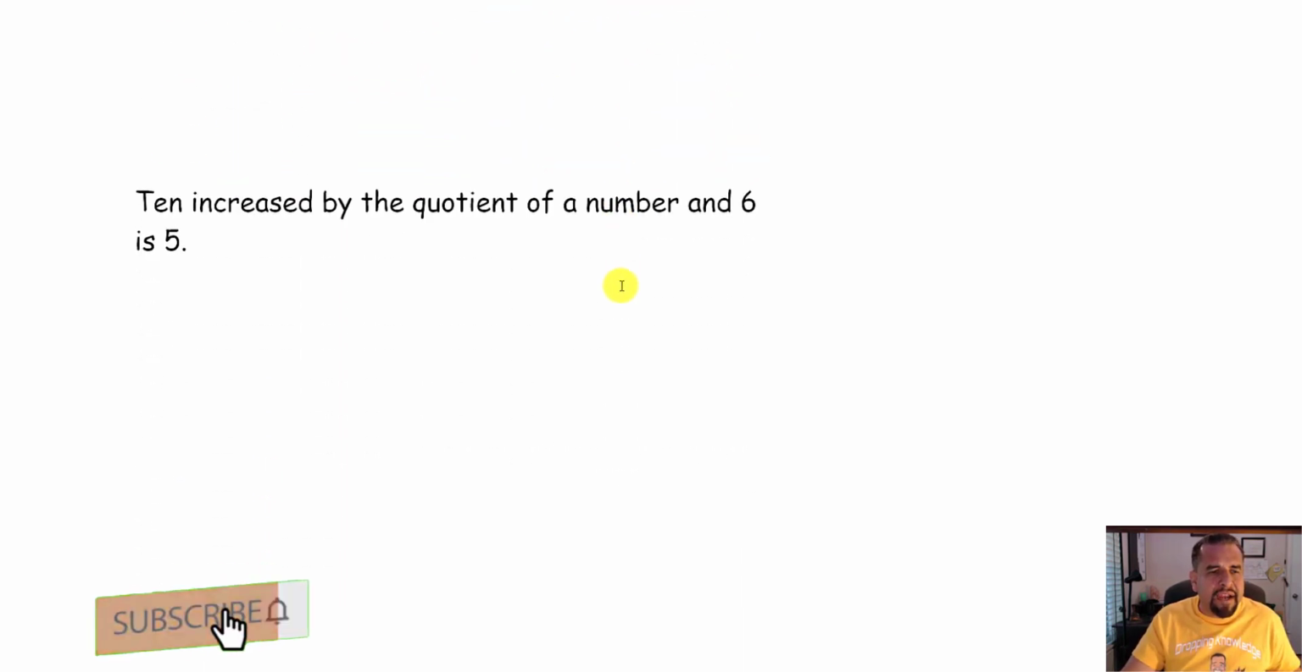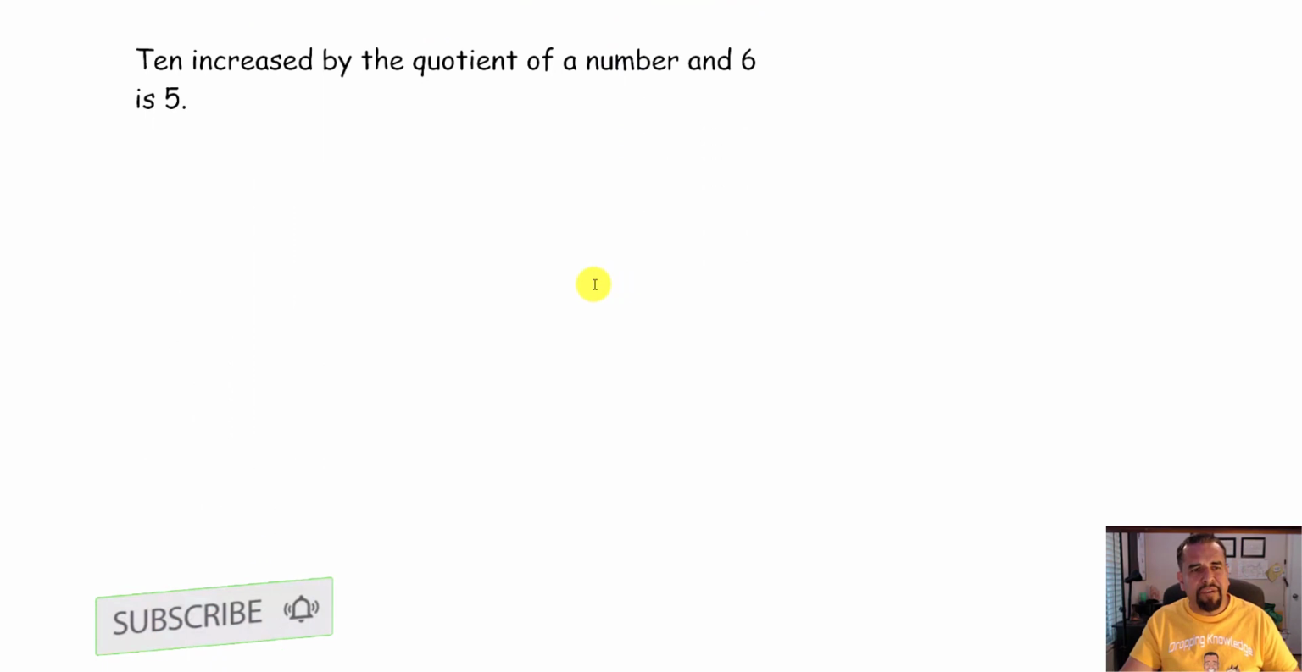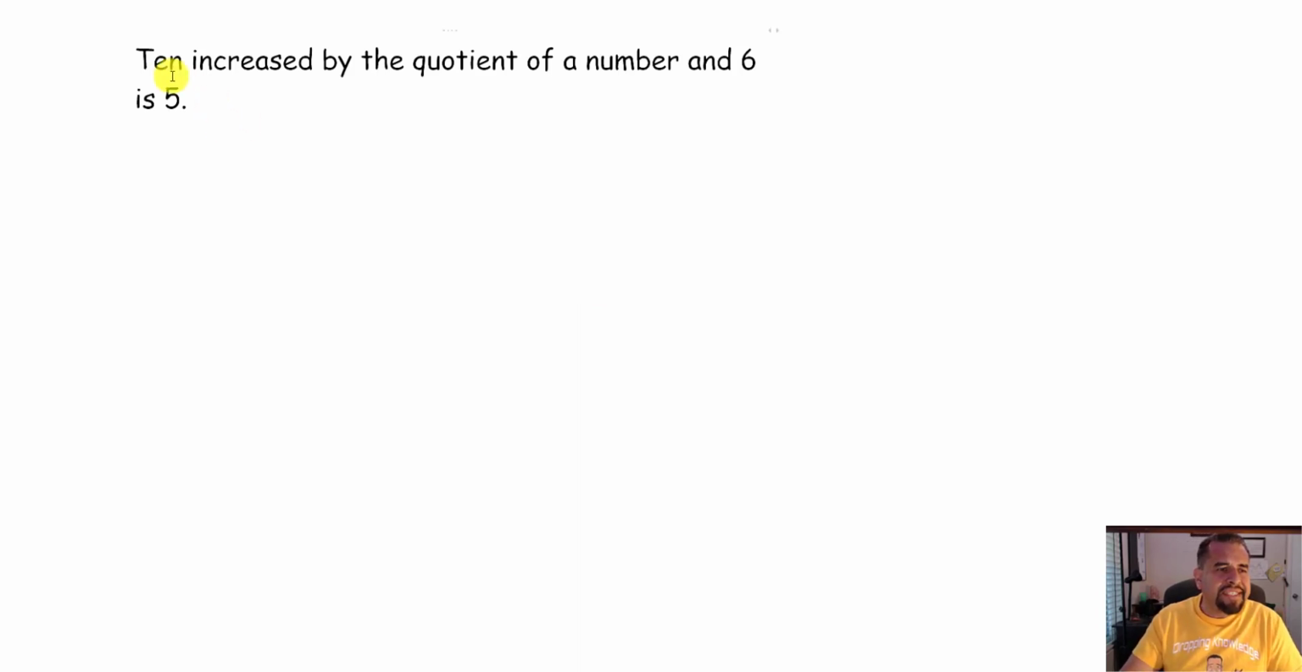Okay, let's take a look at another one here, a different one. If you're feeling confident, remember, always pause it, give it a shot, and then come back and see if you got it right. Okay, 10 increased by the quotient of a number and 6 is 5. At this time, I don't have a more than or less than, but I do have some other vocabulary that translates into math here. So let's write what it means here.